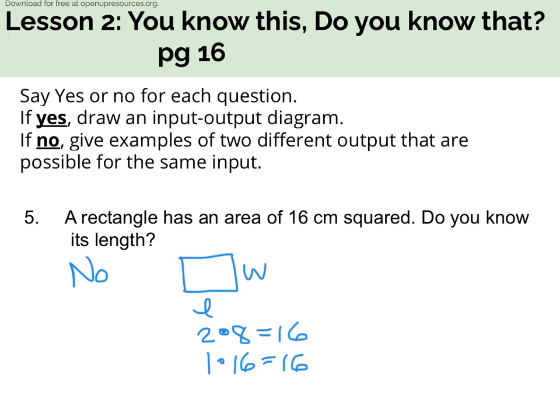We wouldn't do 4 times 4 because that would actually technically be a square. And we're actually talking about rectangles where the length and the width are different. So here are 2 answers. So our input is the rectangle with an area of 16, but we can actually get 2 outputs. So this actually doesn't work.